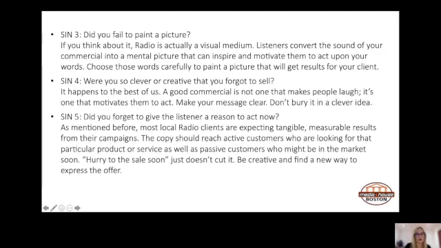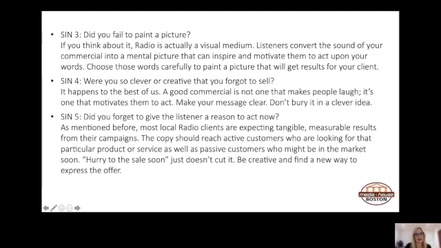Sin number 4, were you so clever or so creative that you forgot to sell? It happens to the best of us, okay? A good commercial is not one that makes people laugh. It's one that motivates them to act, okay? So call to action. Your message must be clear. Don't bury it in a clever idea, okay? You don't want an ad where someone goes to tell their friend about the funny line that was in the ad, but where they don't remember what was sold.